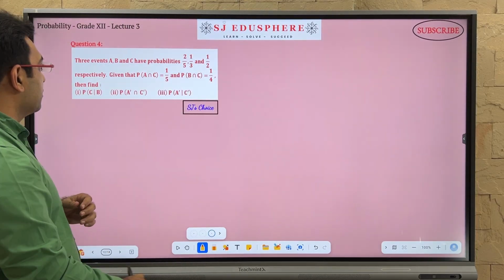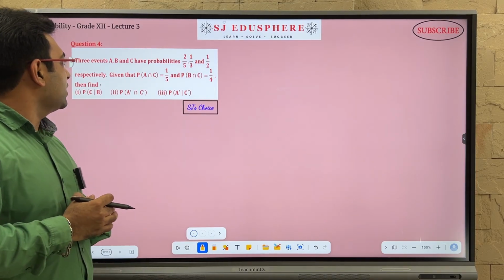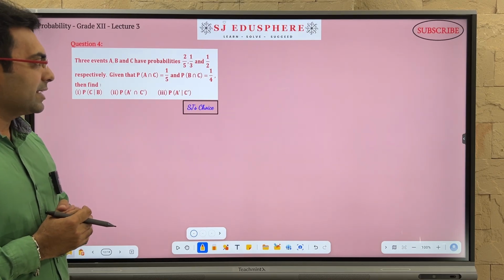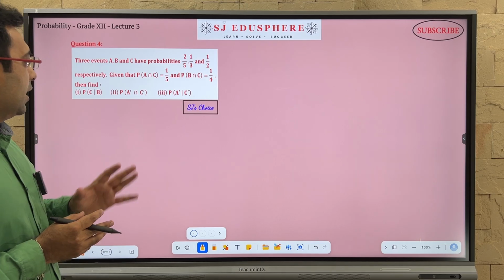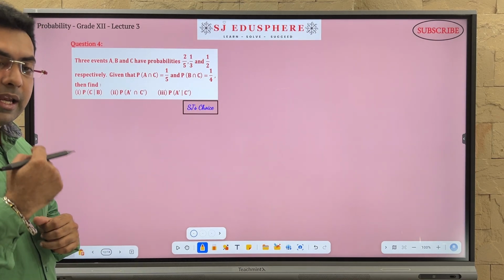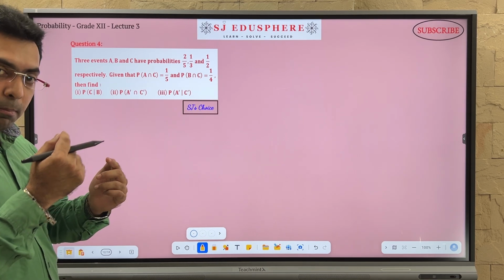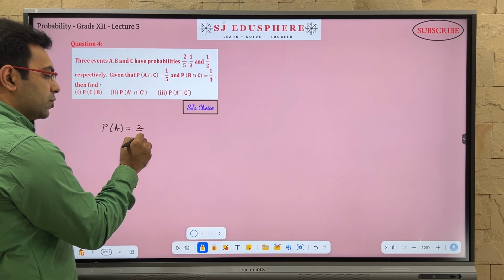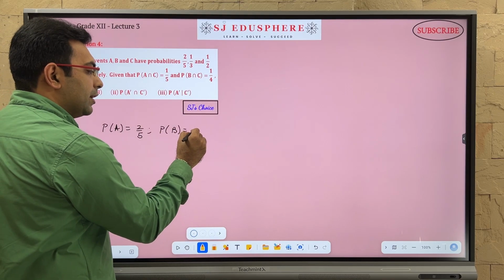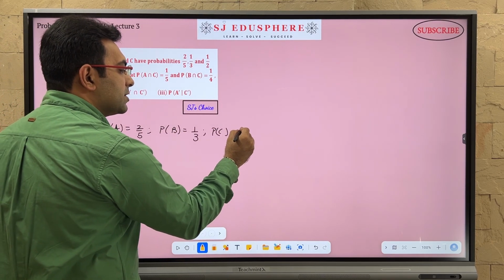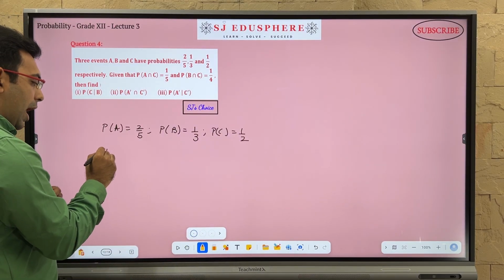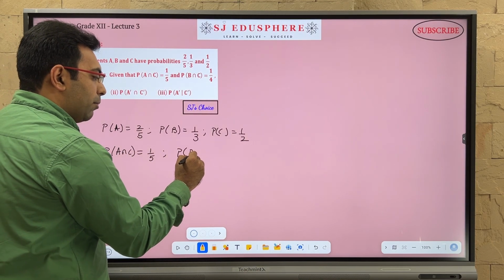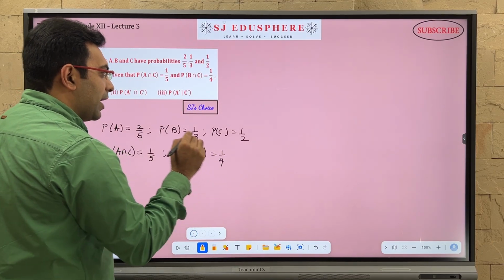Let us explore another sum here. My question says 3 events A, B and C have probabilities given to me. Given that A intersection C probability, B intersection C, find the other probabilities. Again, understand why we are using direct data sums, but a new concept is coming in place. So I have probability of A is 2 by 5, probability of B is 1 by 3, probability of C is half. Further, I know probability A intersection C is 1 by 5. Probability B intersection C is 1 by 4.